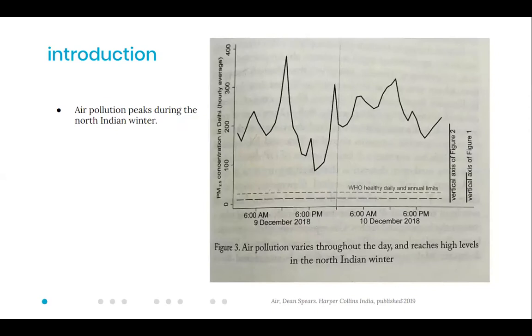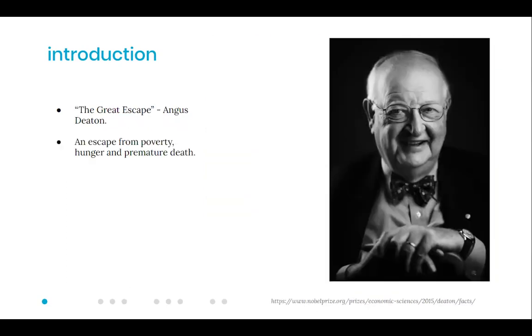The next graph gives us this important fact that India's air pollution peaks during the winter. And this is because of our crop sowing cycles and the practices of stubble burning. So then he introduces us to this concept of the Great Escape, which was coined by the British economist Angus Deaton, where he talks about how huge portions of the world population were able to escape from poverty and hunger because of development in science, technology, and industrialization.